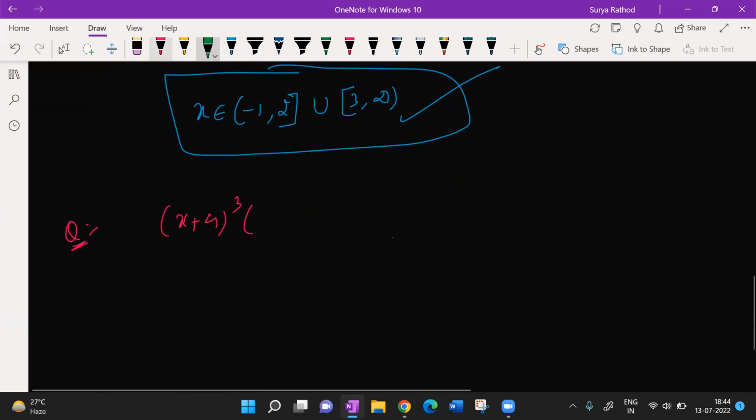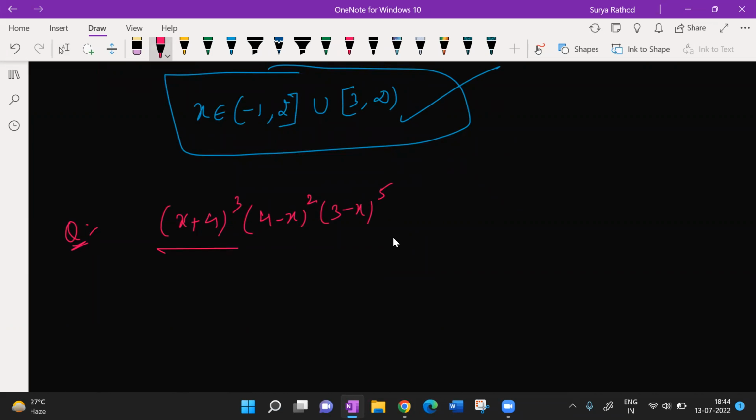Yes. Sir, I have a doubt, sir. One second, beta. Here (x-2) to the power of 2 into (3 minus x) to the power of 5, whole divided by (x plus 1) whole cube. Tell me the answer of this, you know inequalities, less than or equal to 0.